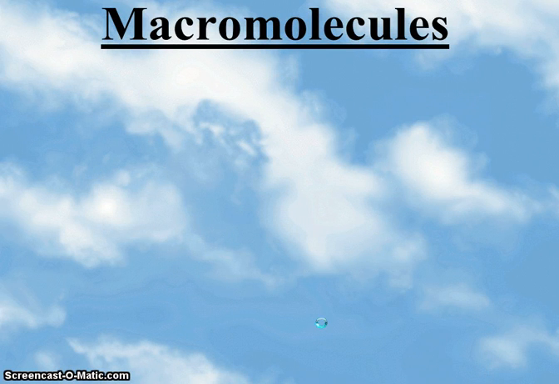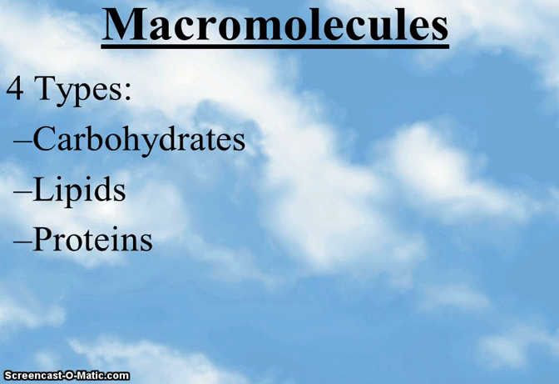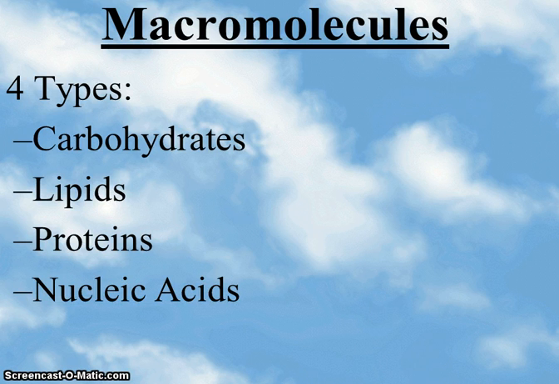Now when we deal with biomolecules, we're dealing with what are called macromolecules. And when we look at that word, it tells us a lot about what kinds of molecules we're looking at, because the word macro means very large. So typically, molecules that are found in living organisms are very large molecules. And there are 4 basic types that we're going to be dealing with. Our first are carbohydrates. Next, we have lipids. Then we have proteins. And finally, we have what we call nucleic acids.